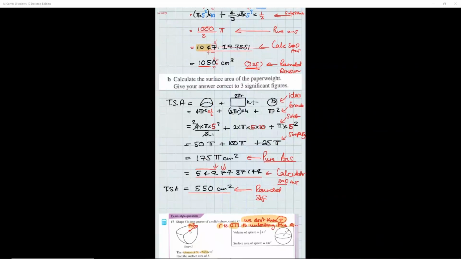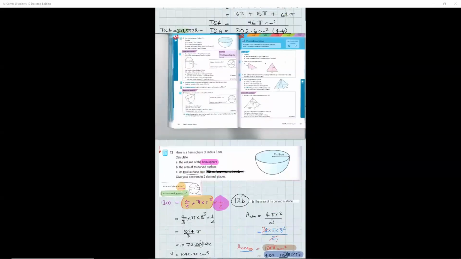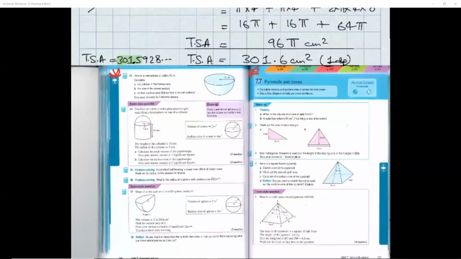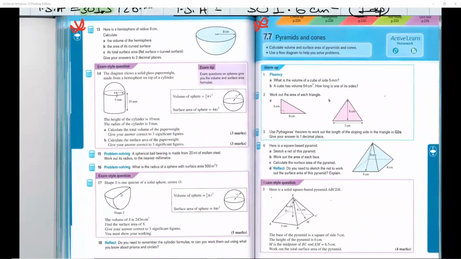Okay, without any further delay, we need to move on. I don't want to spend many more weeks on this now. We are now going to move on to this one here, pyramids and cones, and we're going to do this quickly.